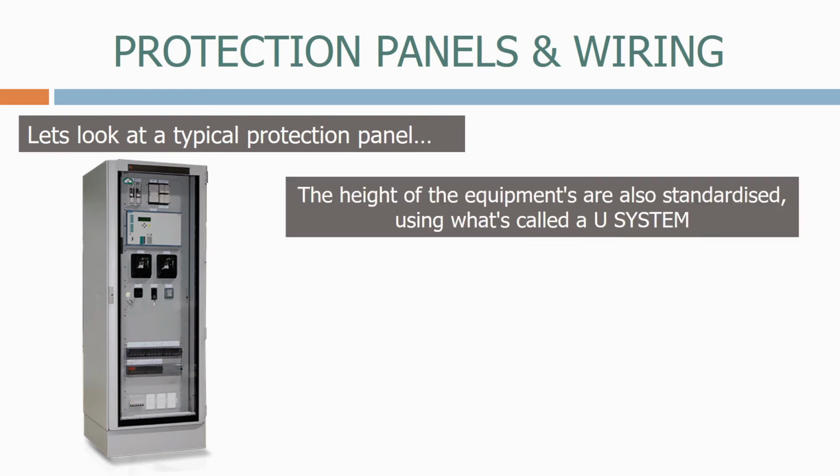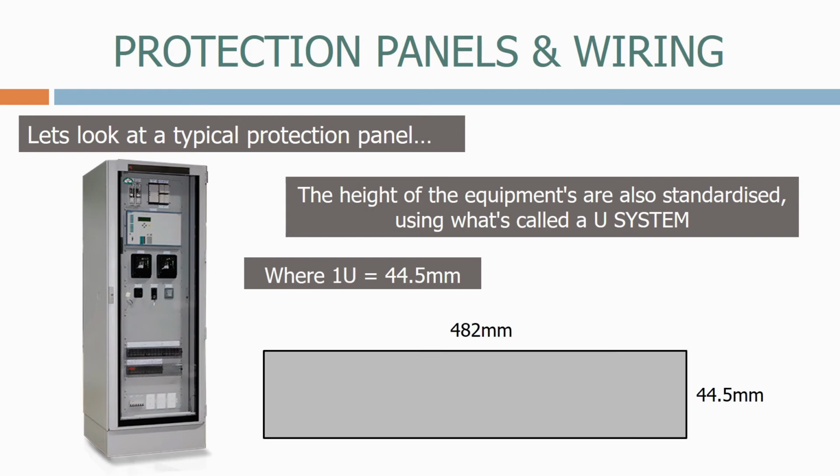The height of the equipment is also standardized, using what's called a U system, where 1 U equals 44.5mm. So therefore, for the single tier rack that's 1 U high, we'll have a width of 482mm and a height of 44.5mm.